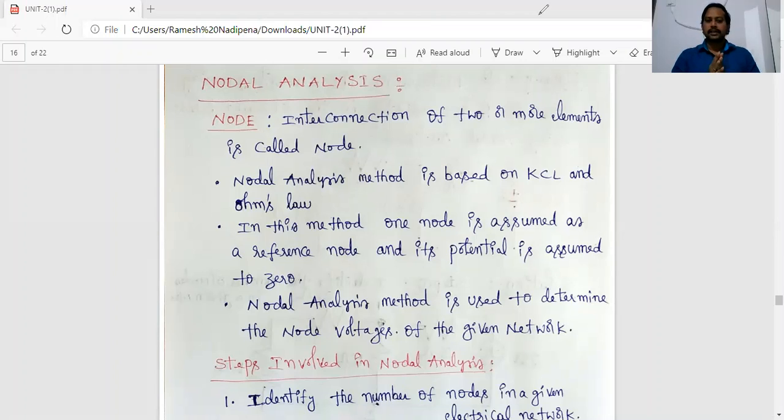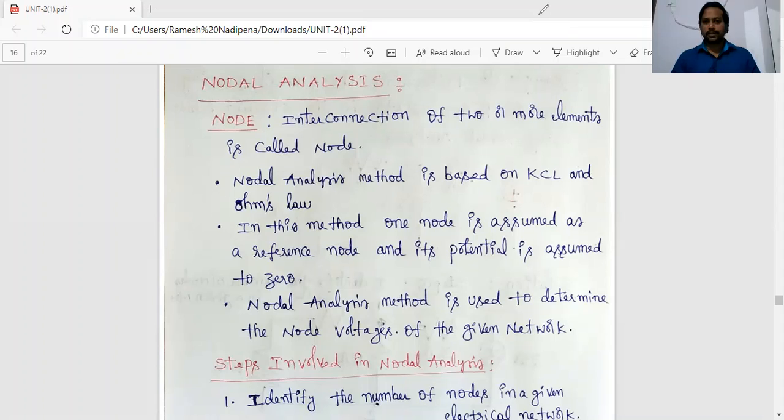So, let us see the definition of node. Node is defined as interconnection of two or more elements. These nodes are classified into two types. First type is simple node. Second one is principal node.